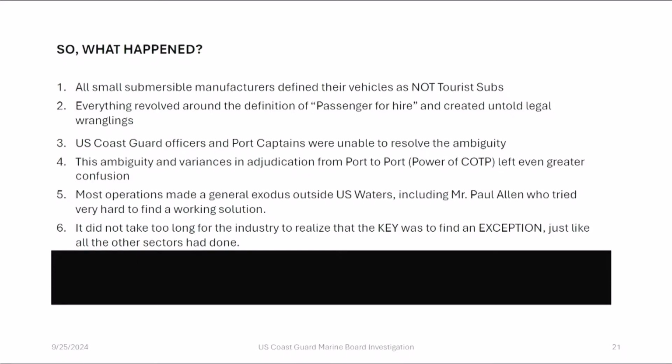It didn't take too long for the industry to realize that the key was to just find an exception, just like all the other sectors had done. Well, if research took an exception, Navy took an exception, government takes an exception, science takes an exception, private takes an exception, you can imagine how the creative powers are being redirected to try and find another exception. And what was the exception? Find a variance around passengers for hire.